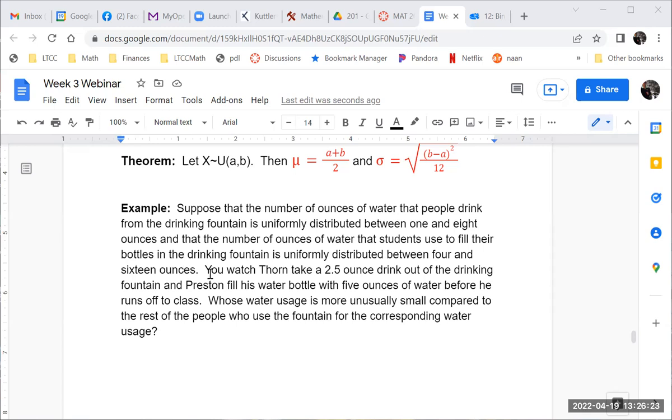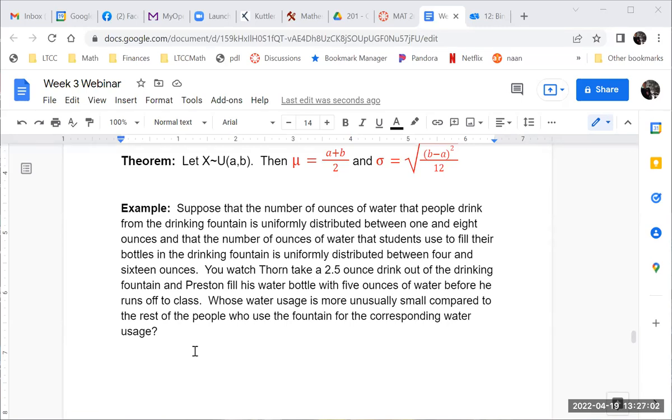Okay, you watch Thorn take a 2.5 ounce drink out of the drinking fountain, and Preston fill his water bottle with 5 ounces of water before he runs off to class. By the way, Thorn and Preston were my students many years ago when I first wrote this down, kind of cool names. Whose water usage is more unusually small compared to the rest of the people who use the fountain for the corresponding water usage? Any questions on the question first?